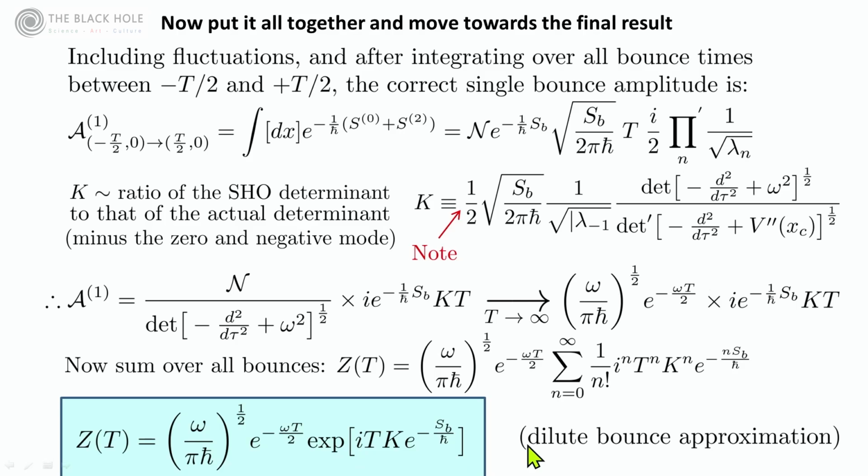Of course, there's an assumption over here that the bounces happen very, very quickly, that the second bounce and the first bounce are separated by some decent amount of time. And barring that, you can take any number of instantons, and so just sum from 0 to infinity, we get this.